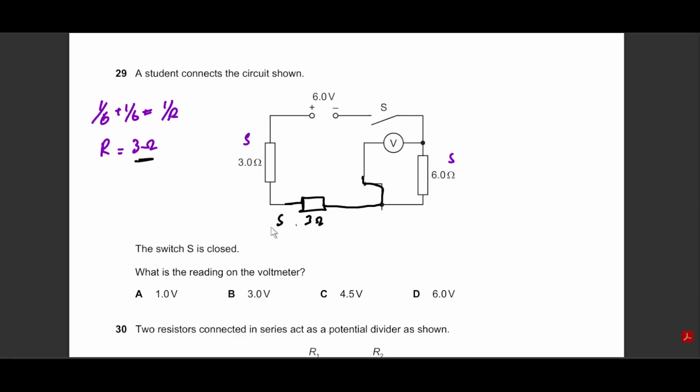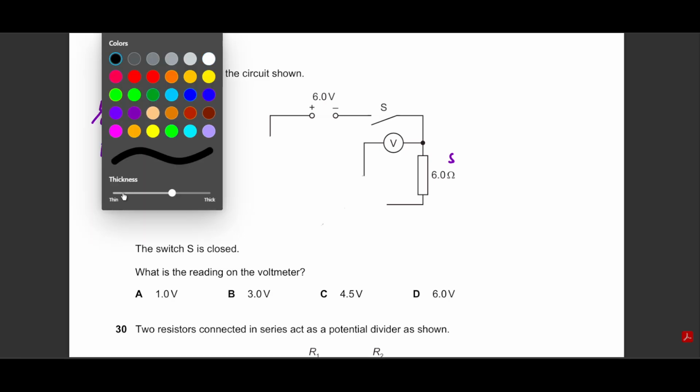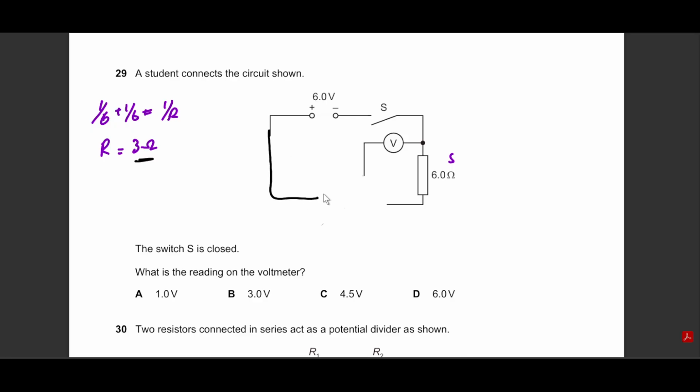Now, since this is again in series with this one, we can combine them together as a single entity, which is going to look like this. 3 plus 3 is going to become 6 ohms. So over here we have 6 ohms, battery connected like this. Now notice that this voltmeter is actually connected across 6 ohms. It's not connected across anyone else. We have 6 volts, equal resistors. The voltage will be divided equally. This gets 3 volts and this also gets 3 volts.